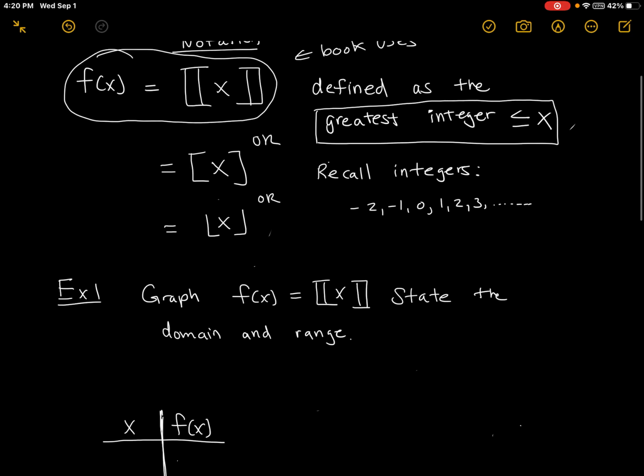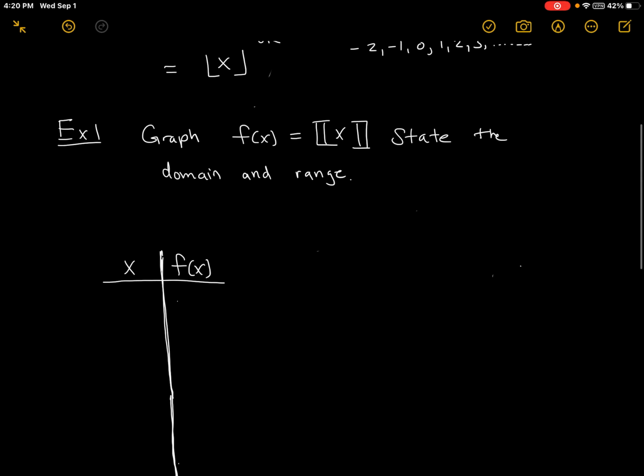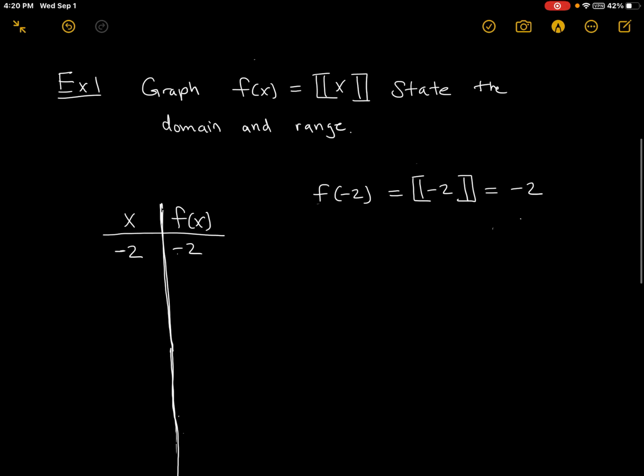Okay, so let's start with an example here. Graph your greatest integer function, state the domain and range. What I'm going to do is simply plug in some points. So -2. If I plug in -2 into this double bracket, you got to think, what is the greatest integer less than or equal to -2? Remember, it has to be an integer and it has to be less than or equal to -2. Well, the greatest integer less than or equal to -2 is just -2. So there's one point right there.